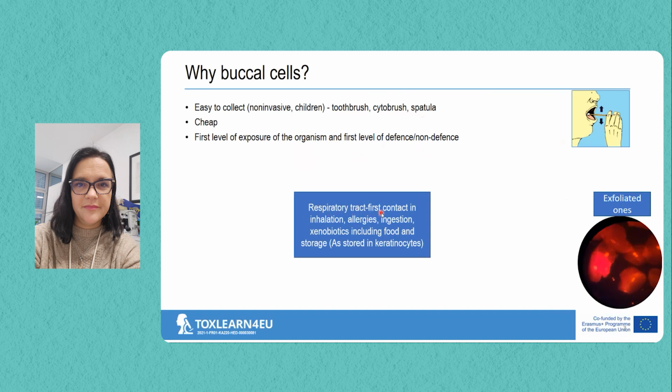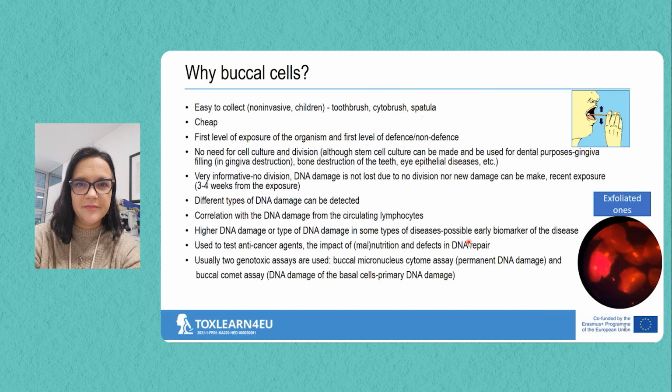So that means the buccal cells are the first contact in inhalation, in allergies, in ingestion, especially from the food and the water that contains xenobiotics. And for example, if you are drinking or using some food or water that is rich with arsenic, arsenic is stored in keratinocytes, and the cells that are rich with keratin are the buccal cells and your hair.